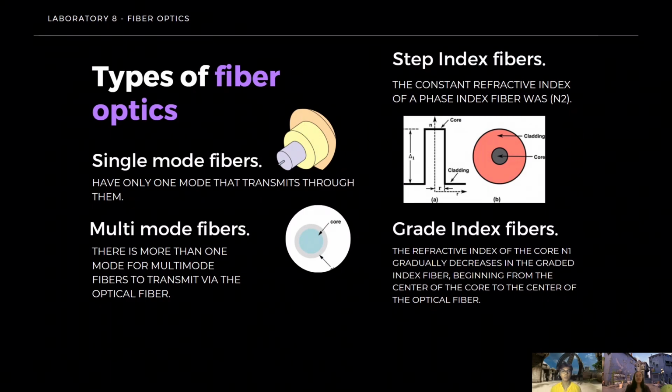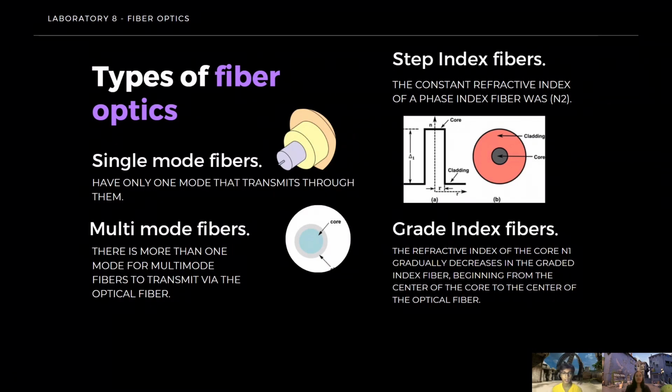So what is step index fiber? This step index fiber has a constant refractive index of N2. So at its center, you can see here, the refractive index decreases abruptly from N2 to N1 and remains constant in the cladding section.